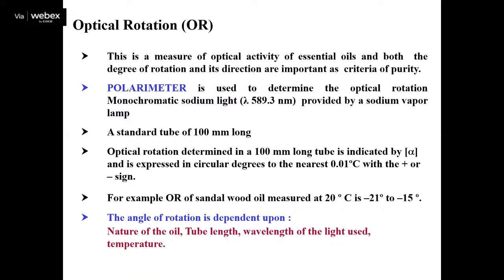The next is optical rotation. What is optical rotation? This is a measure of the optical activity of essential oils, and both the degree of rotation and its direction are important as a criteria of purity. A polarimeter is used to determine the optical rotation, and we can see the polarimeter here. The optical rotation of sandalwood oil is -21 to -15. The angle of rotation depends upon the nature of the oil, tube length, wavelength of the light used, and temperature.